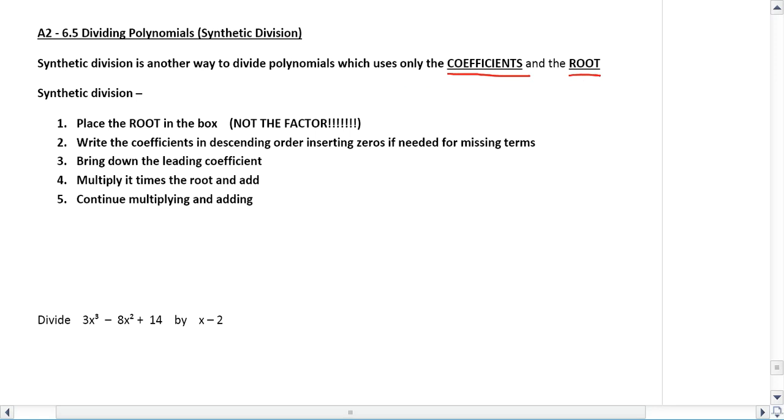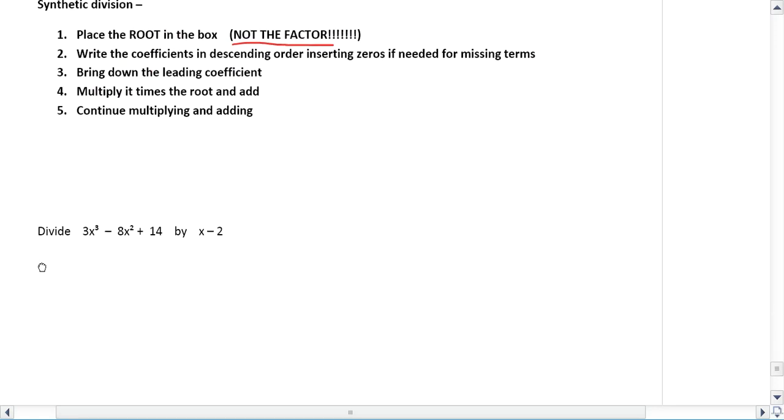Okay, I need to distinguish. We use the root, not the factor. So these steps aren't going to make much sense just reading them. So how about if, as we read them, I go ahead and start this first example.